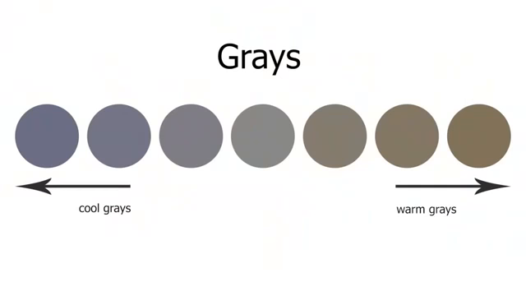Now, if we mix a cooler black with a white, the result is, you guessed it, a cooler gray. If we take a warmer black and mix it with white, the result is a warmer gray. You can create a whole multitude of grays by using various pigments of blue and brown and mixing that mixture with white. Here's a look at several different grays based on their color temperature.